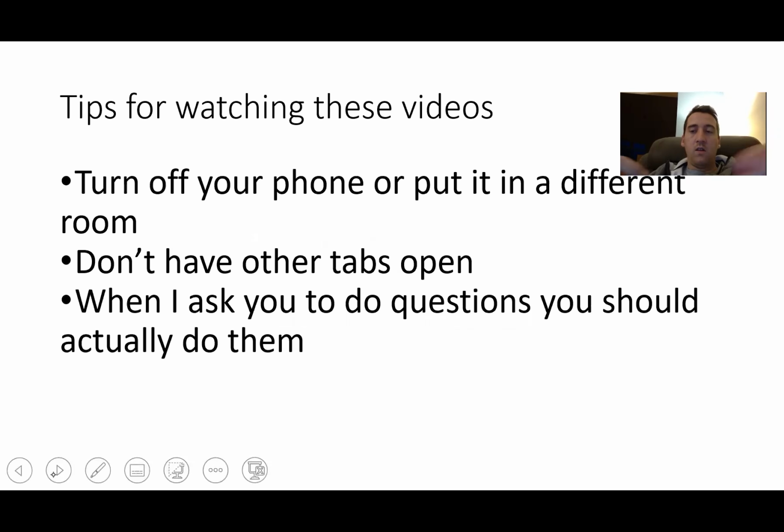Quick reminder to stop you from getting distracted. Let's take your phone out and either turn it off or put it in a different room where it can't buzz and distract you. Close any other tabs you have open, and most importantly, I'm going to ask you to do some tasks and questions, and when I do, you should stop the video when I ask and do them. Otherwise, I cannot make you do them, but if you don't, you're not going to learn as much, and to be honest, you're just wasting your time doing these videos.